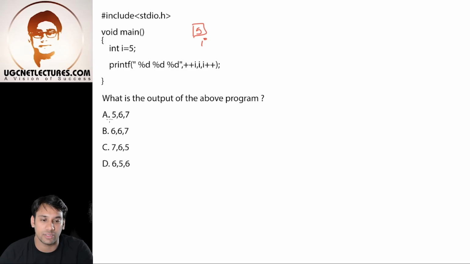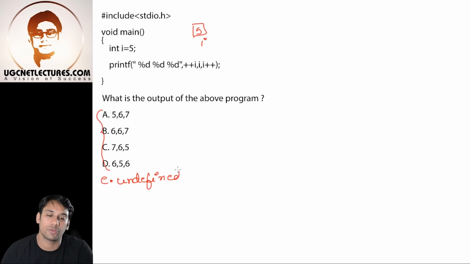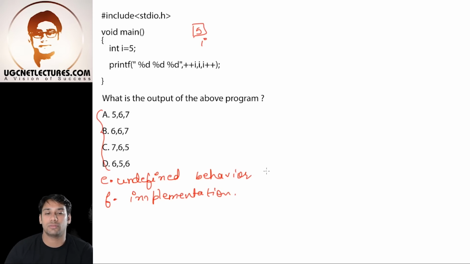We have 4 options for this program, and all 4 options are wrong, because there should be one more option, which is undefined behavior. In some books they have also given an option like implementation dependent, etc.